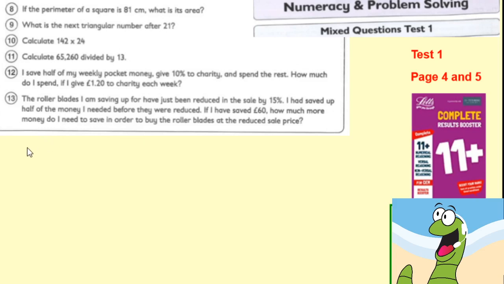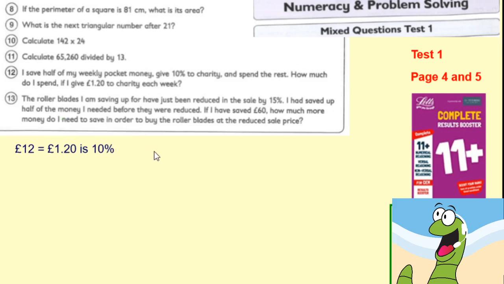Well, his pocket money is going to be £12. The reason for that is, if £1.20 is 10%, then that means 100% would be £12. Okay.